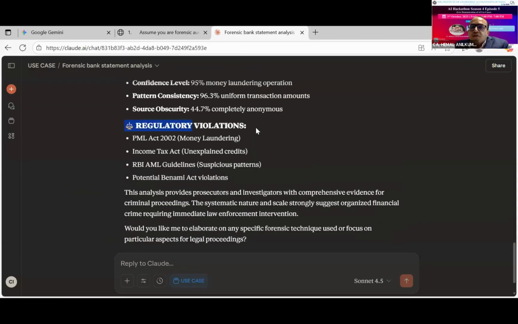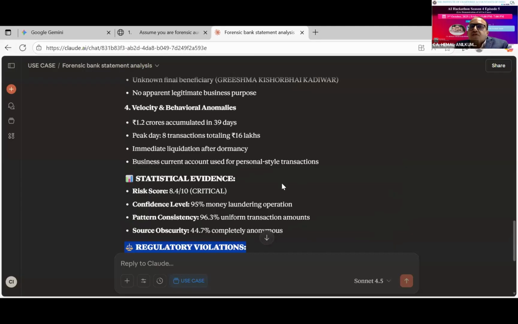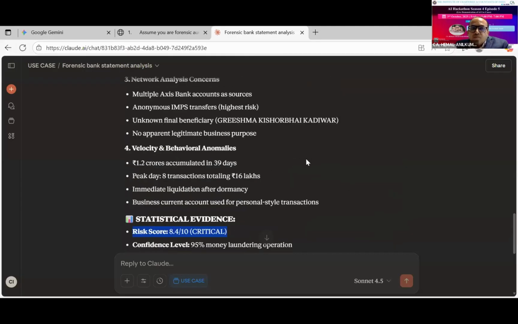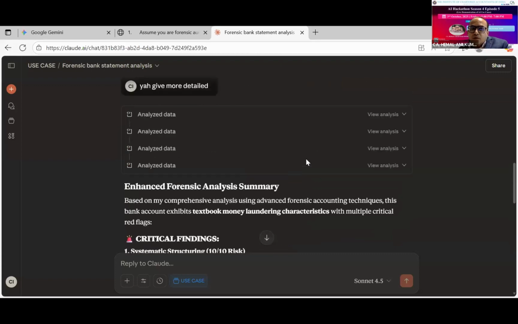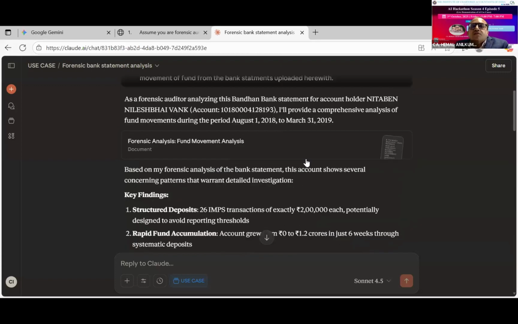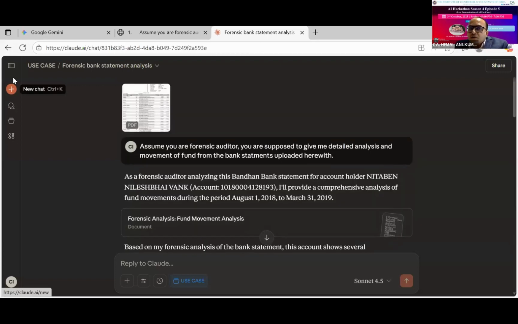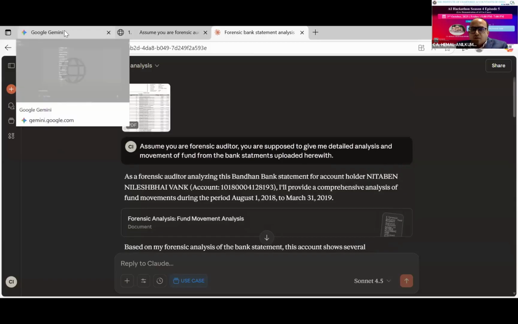These regulatory violations are also identified, such as under the PMLA, the Income Tax Act, the Benami Act, etc. Statistical critical risk is also there. This kind of detailed investigation is not possible by way of different kinds of software. This can be easily done by way of Gemini and Claude AI.